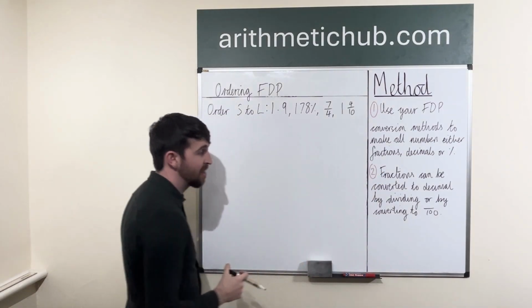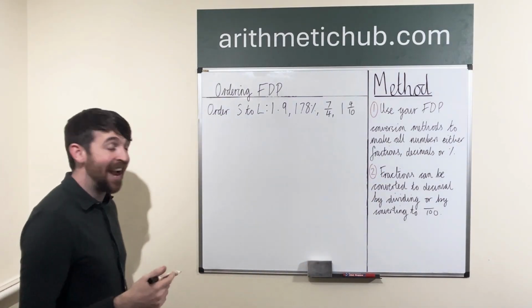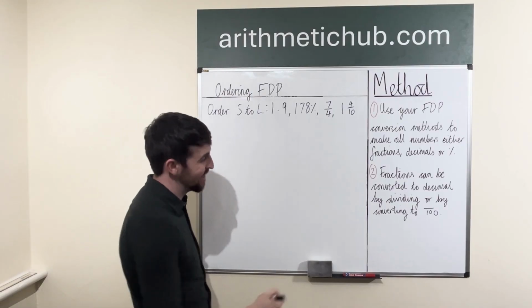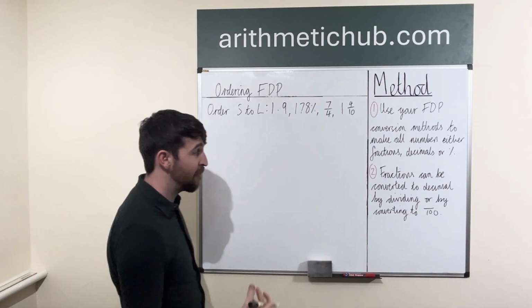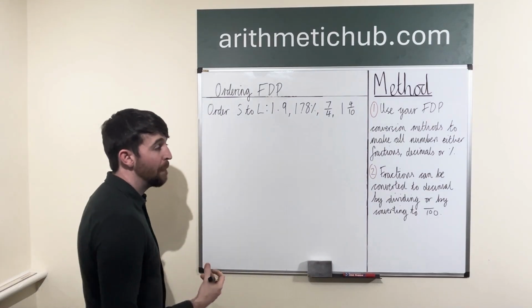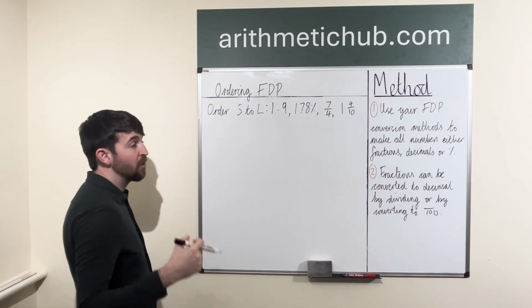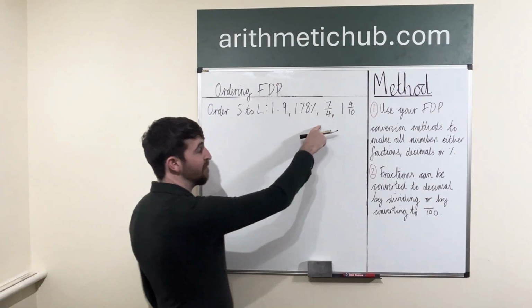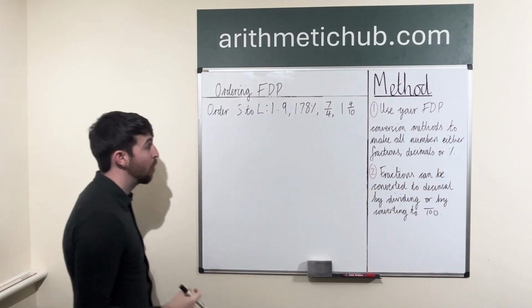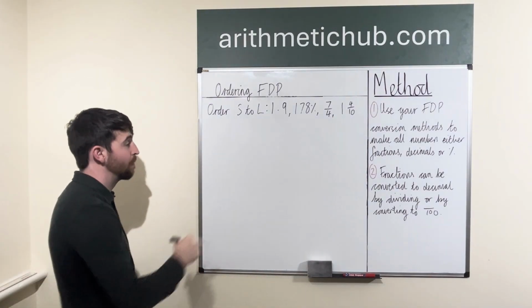The second part of the method, also just to add a little bit extra to this method, the last thing we needed was, it says that fractions can be converted to decimal by dividing or by converting them to over 100. So there's two different ways you can do that, but I find that really helpful for a question like this. Okay, so let's have a little look.